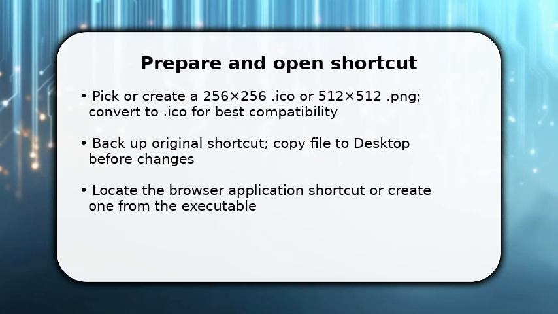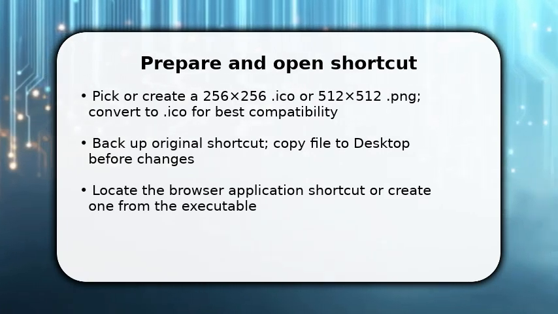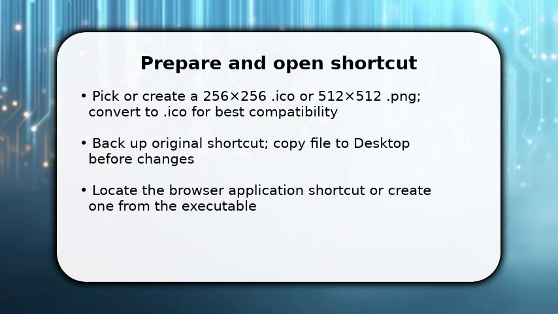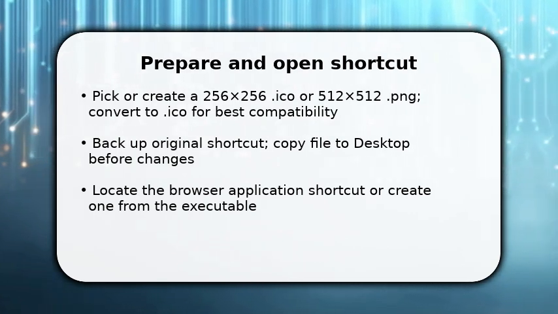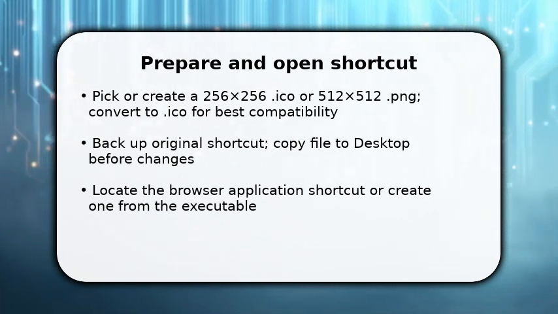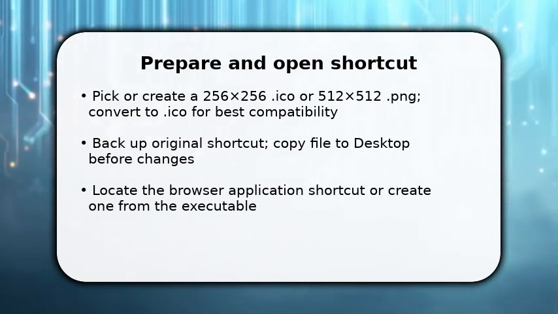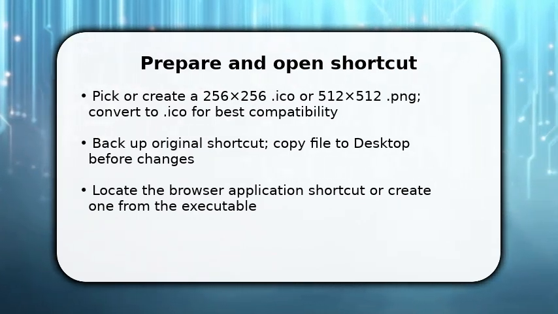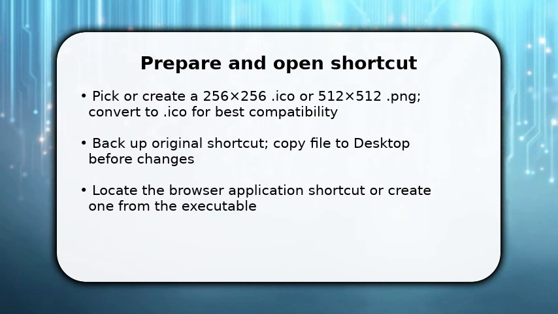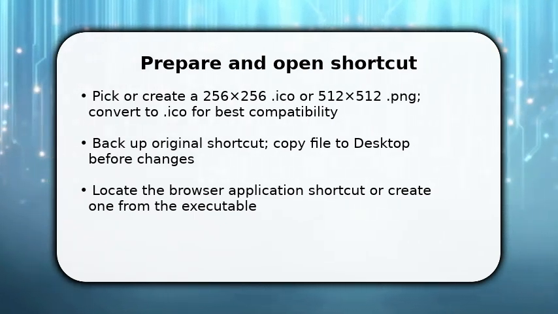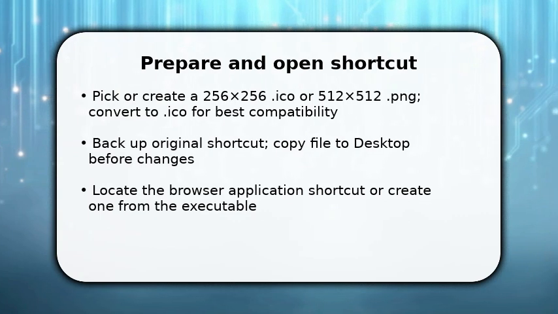You start by preparing a suitable icon file and making a backup of the original shortcut. Choose a high resolution ICO for Windows or a PNG for Mac OS, then convert if needed. Once done, find the browser shortcut on your desktop or in your Applications folder. Make sure you have permission to edit files in that location. You'll use that shortcut as the edit point. This avoids changing program internals and makes it easy to revert if something goes wrong.